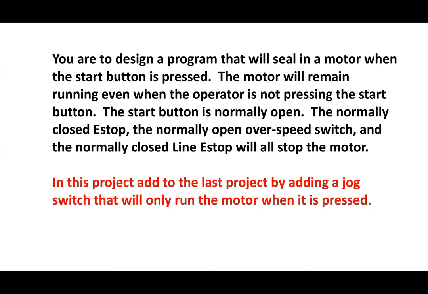But basically what we're doing is we're taking that last project and we're going to add a jog switch to it. What a jog switch does is it's a separate button. If you just need to move a conveyor belt or turn a motor just a little bit, you hit a button and the motor comes on only when the jog button is pressed, and it goes off whenever it's depressed.